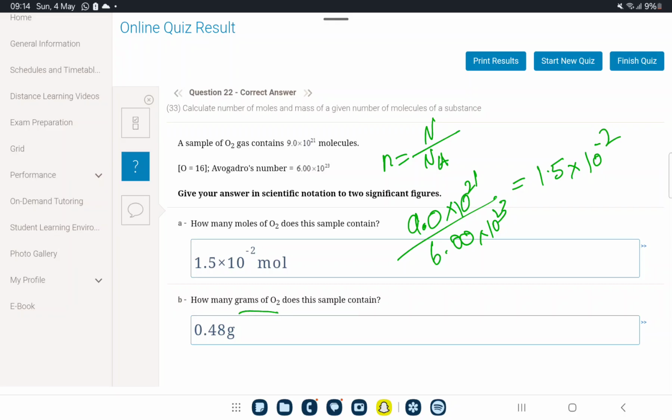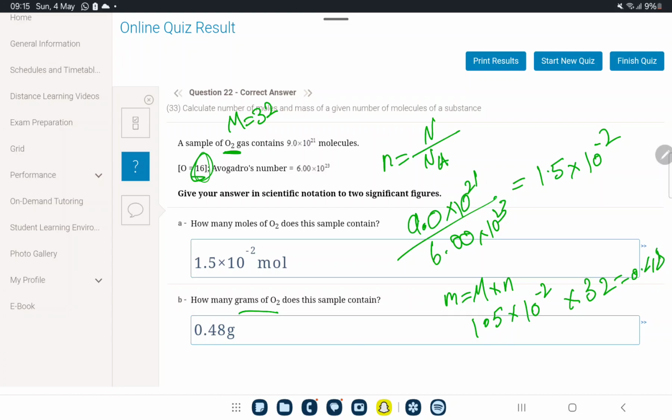How many grams of O2? To get the grams, mass equals molar mass times moles. Molar mass here, they gave you O2, O alone is 16, so multiply by 2, molar mass is 32. 1.5 times 10 to the power of minus 2 times 32, you get 0.48. Here it's supposed to be scientific notation, but they also accept it. So just 0.48 grams. Two significant figures.